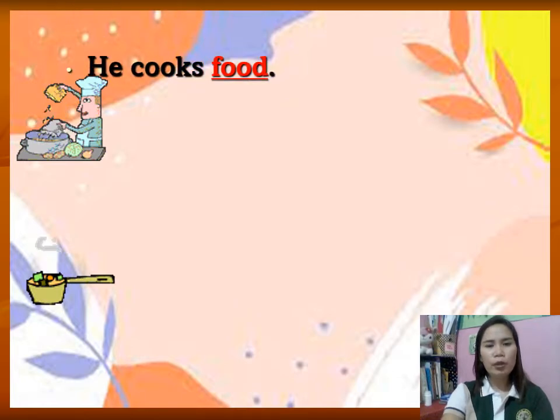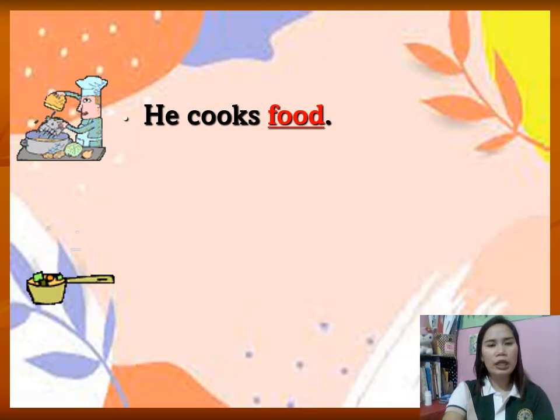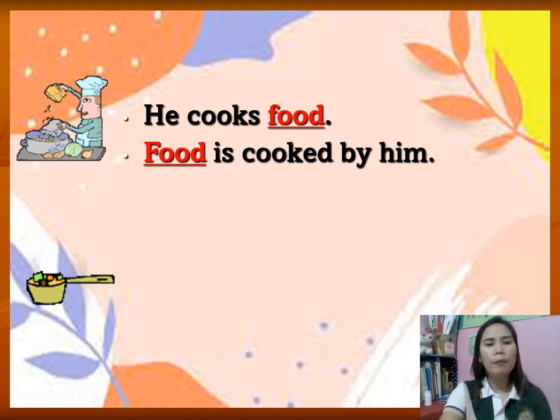Okay, so example number 3, he cooks food. Subject: he; cooks is our verb, and food our object. All right, so when we change it into passive, it will become food is cooked by him.